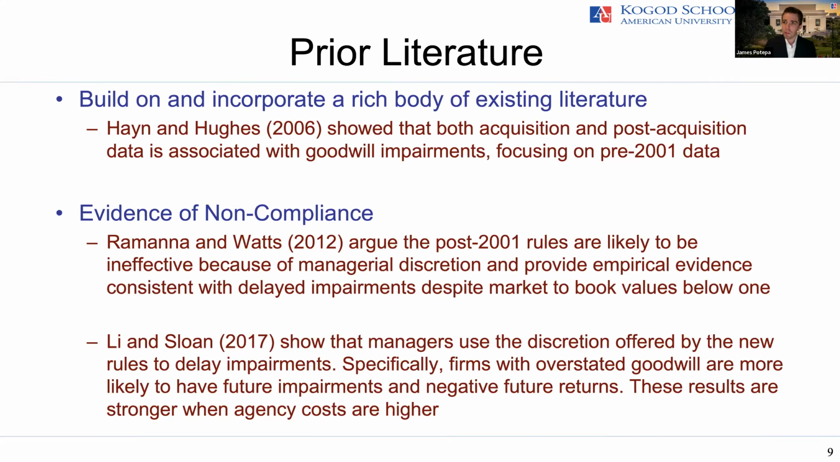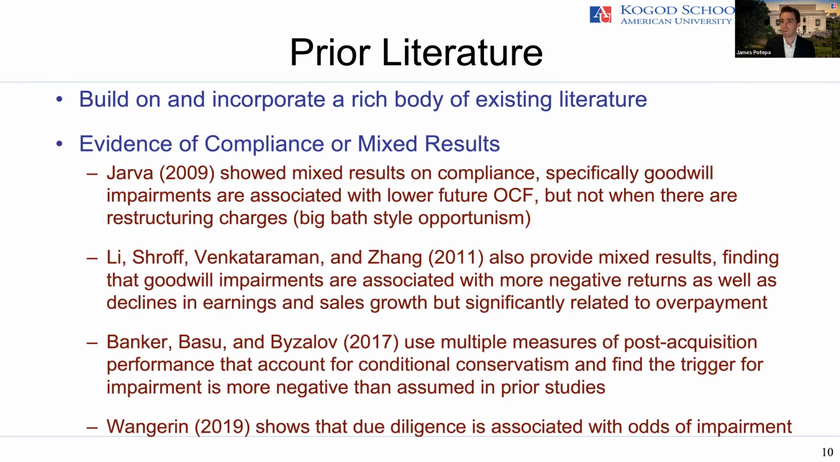That said, these are just 2 papers. There's also a bunch of results that show compliance or mixed results, including Jarva 2009, which showed mixed results on compliance. So goodwill impairments are associated with lower future operating cash flow, but this is not the case when there's concurrent restructuring charges. So the Jarva paper is arguing that there's big bath style opportunism here. So generally there is compliance, but when you have restructuring charges, managers are using this as an opportunity to take a big bath.